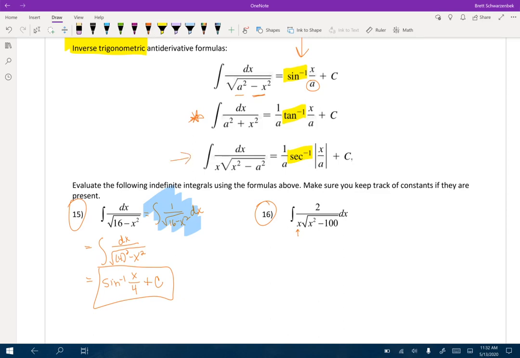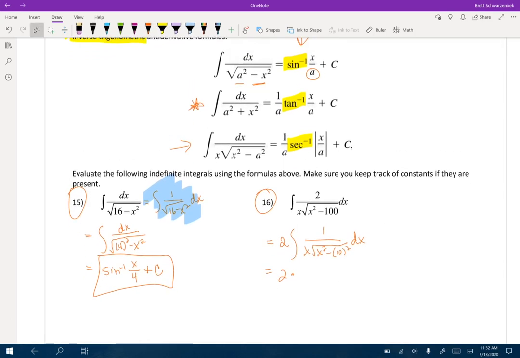So what do we want to do? We need to find the value of A, basically. So we've switched things up. Now it's going to be x squared minus a squared. So if we rewrite this, we get 2 over x square root of x squared minus 10 squared dx. Now, interestingly enough, this 2 right here is a constant. So if we were to be smart about it, right in the beginning we would remove that 2 and put it on the outside as a constant, which means the 2 would stay. And now we have exactly what we need to match this, with a being 10.